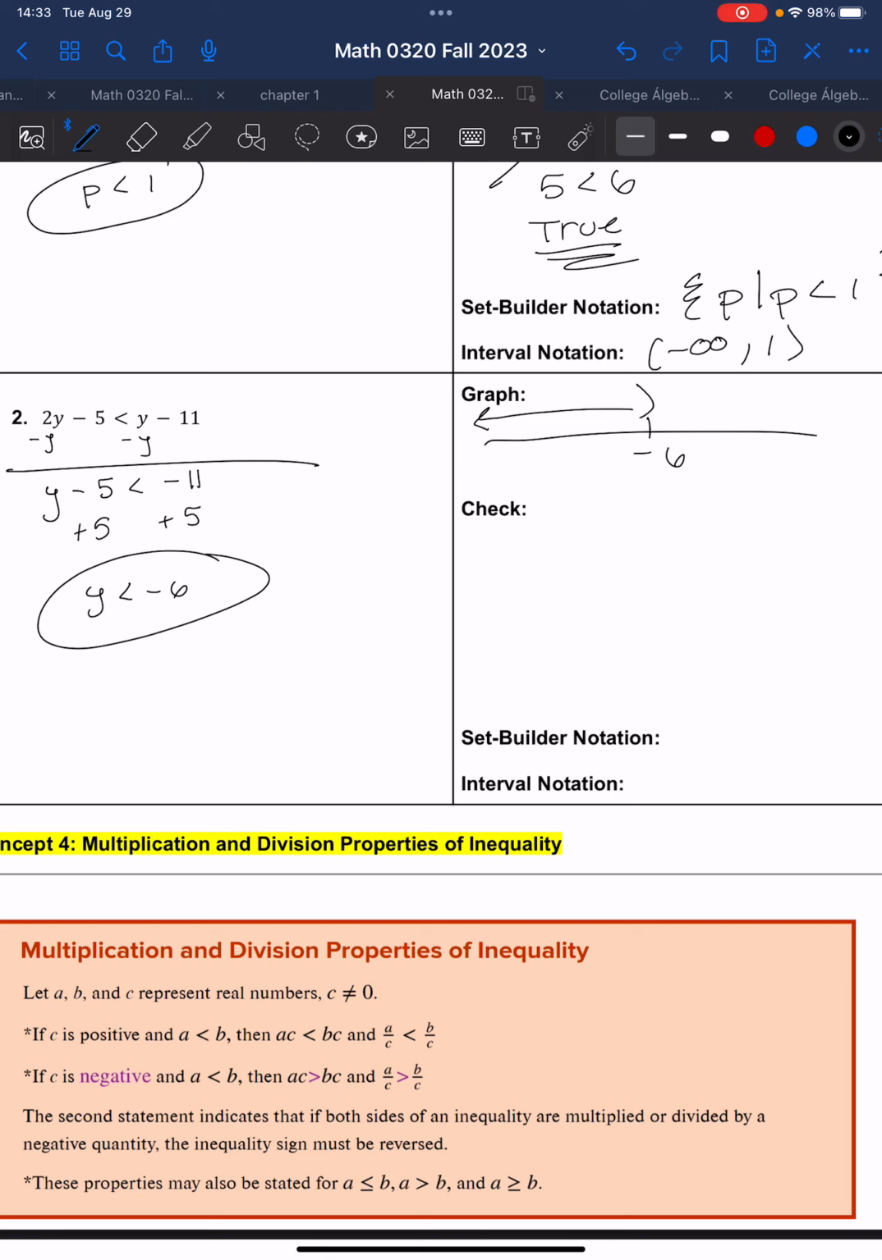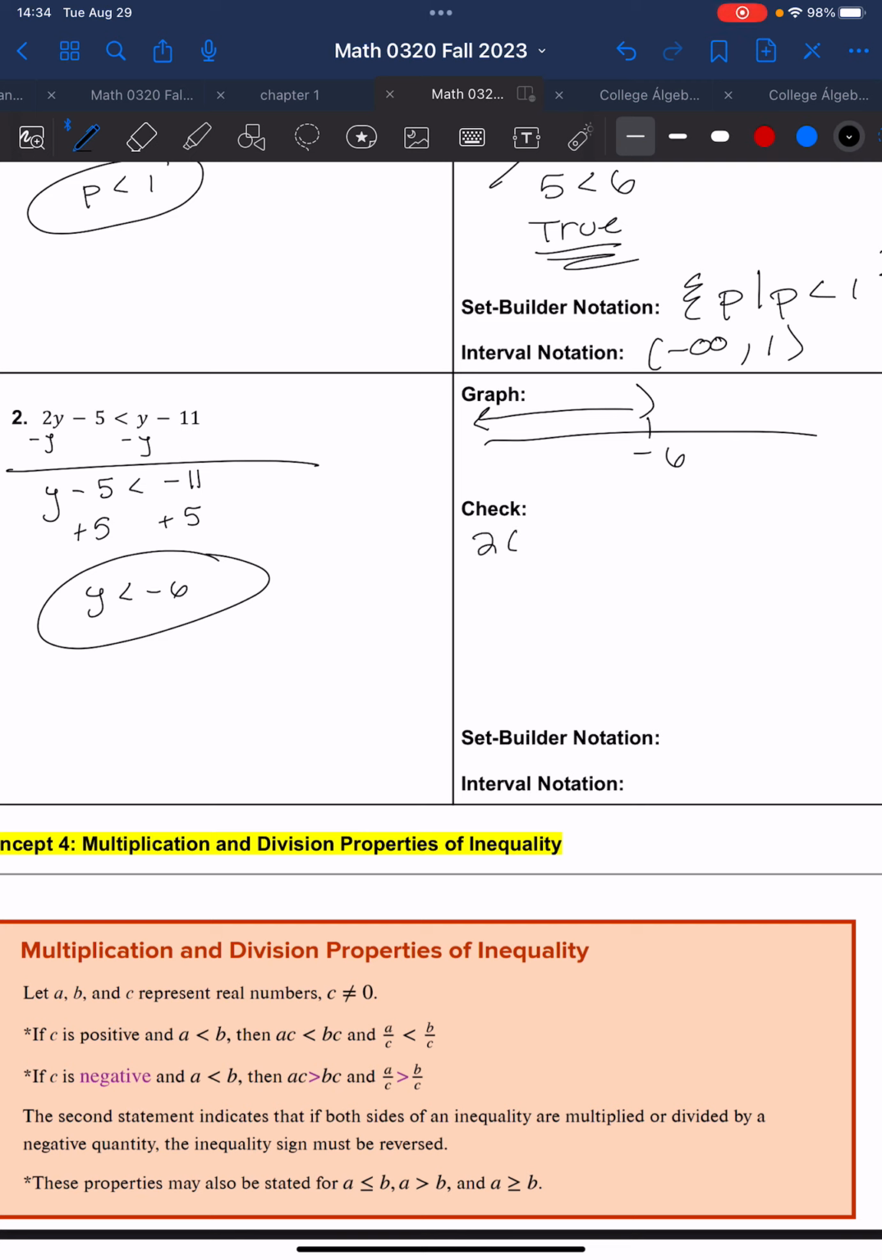Okay. Now to check if this is correct, we need to pick a number that is less than negative 6. Since we're dealing with the negatives, remember as our negative number gets larger, for example, negative 7, negative 8, those numbers are actually getting closer to negative infinity, so they are actually getting smaller. So let's go ahead and pick negative 7.